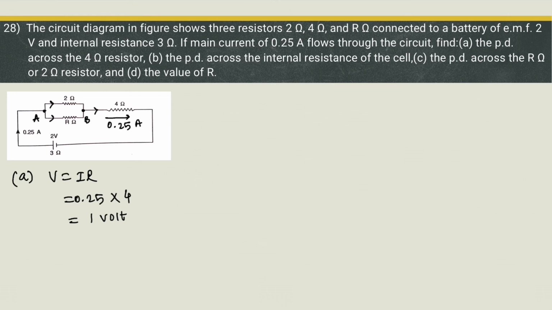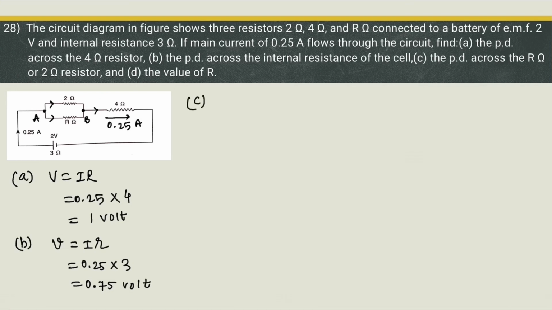Then we want to find out PD across the terminal, PD across the internal resistance of the cell. So PD across internal resistance is nothing but potential drop. V is equal to I into small r. Current is 0.25. Internal resistance is 3 ohm. So this gives us 0.75 volt as our answer. PD across internal resistance, or in other words we can say potential drop.